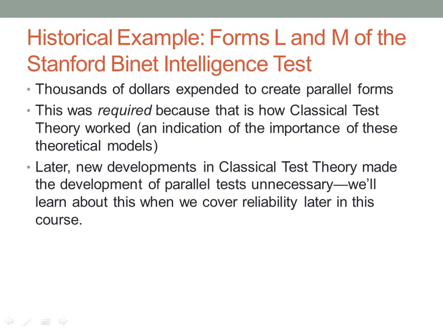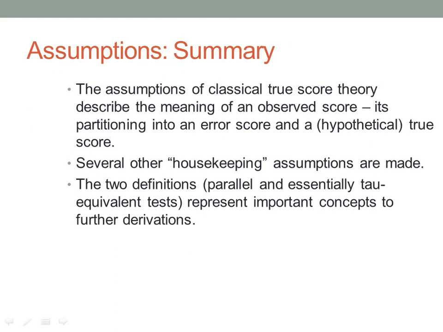But at any rate, this parallel test is an important part of these foundations of psychometric theory, classical test theory. The assumptions of classical true score theory describe the meaning of this observed score, and these 2 definitions, parallel and essentially tau equivalent tests, represent important concepts for further derivations. And those further derivations are coming up in the next video.